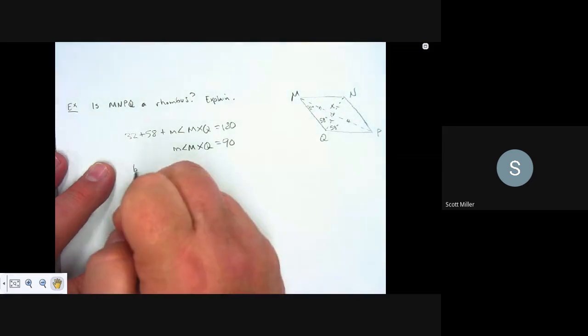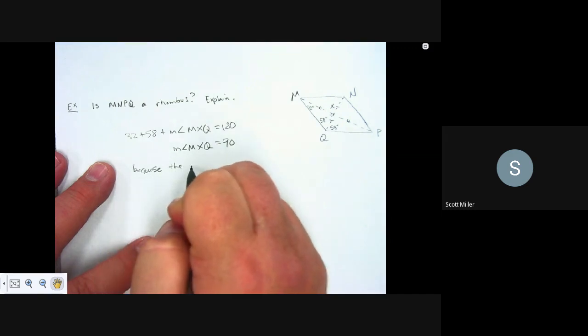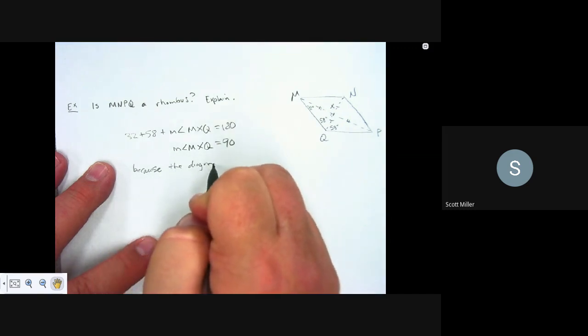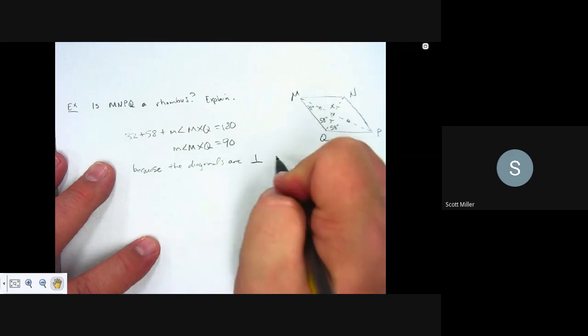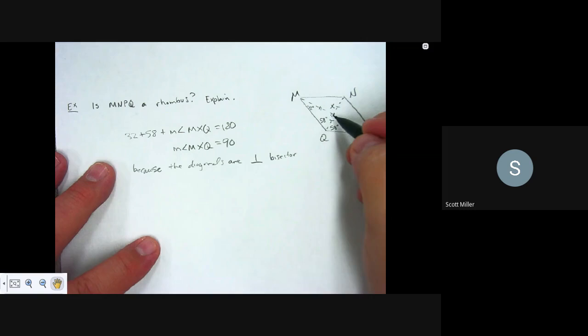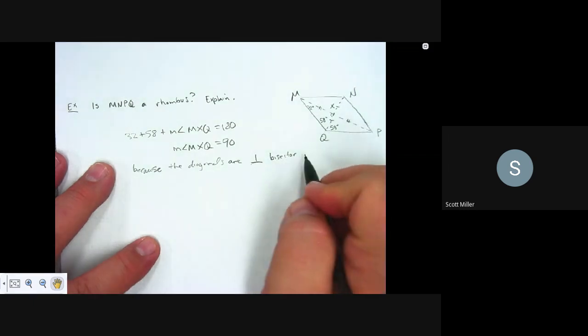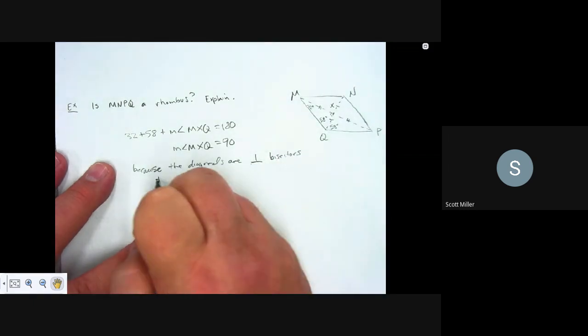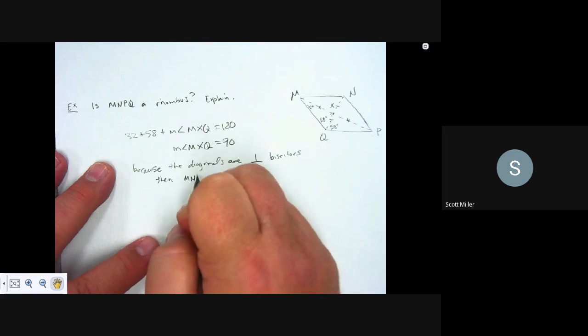And because the diagonals are perpendicular bisectors. When I first started, I did not know that was 90 degrees. I knew they were bisectors, but I didn't know it was 90. I've now shown that that's 90. So they are perpendicular bisectors. Then that is one of the characteristics of a rhombus.